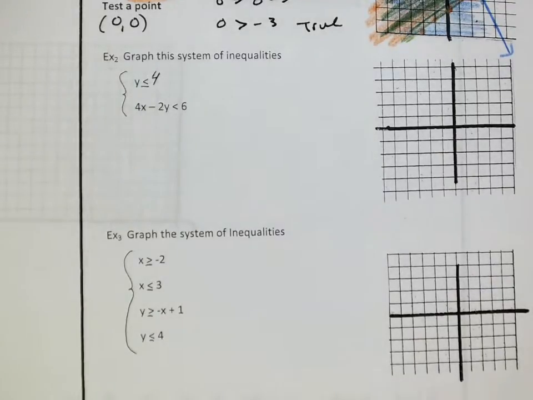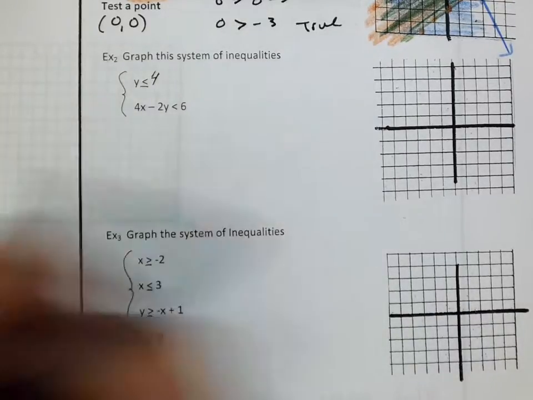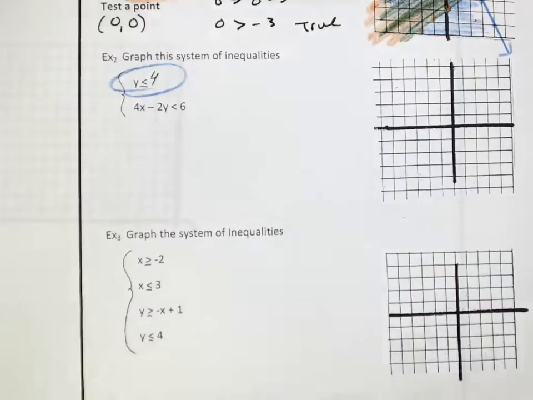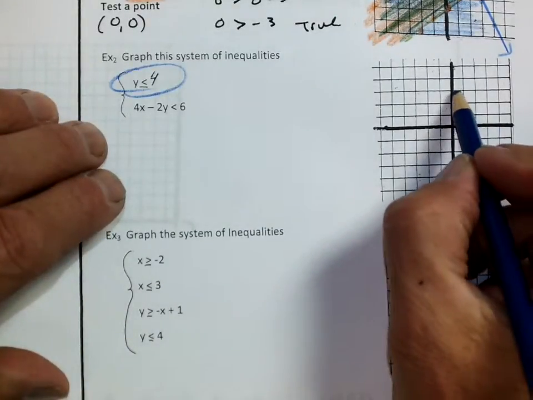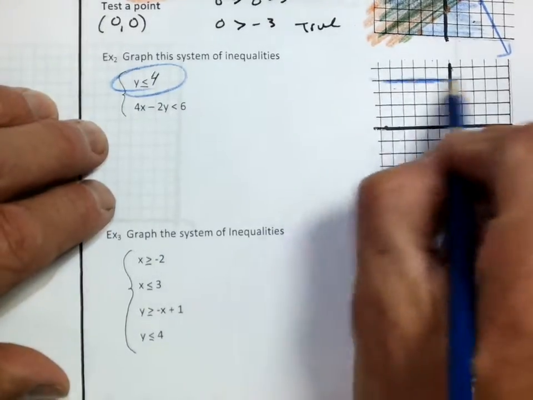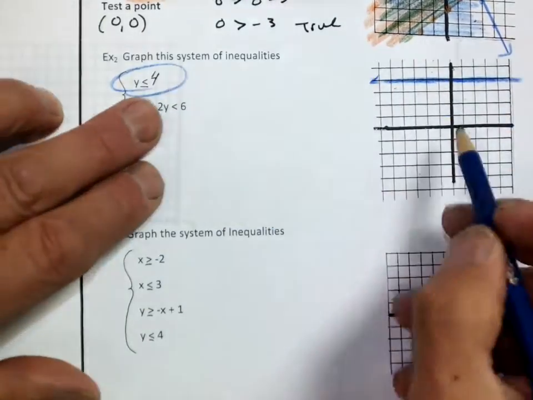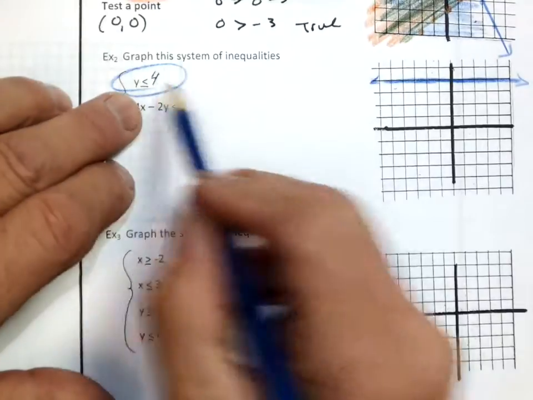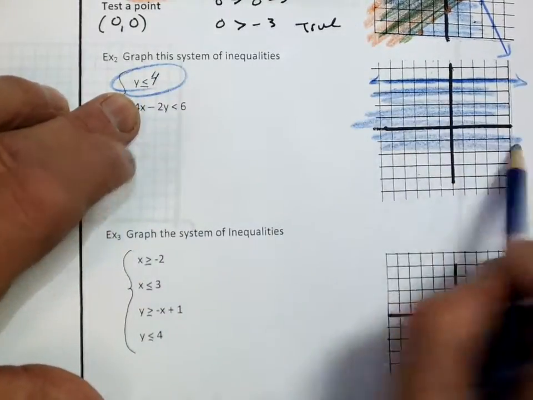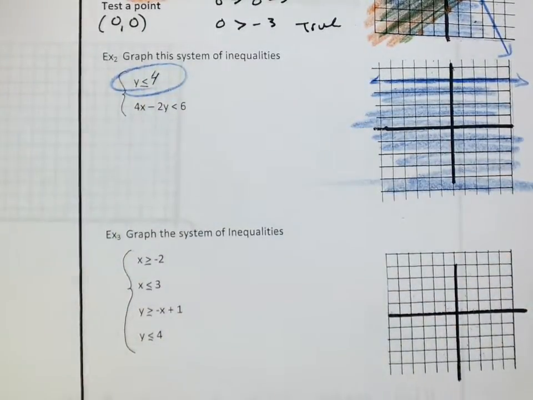Go straight across, horizontal, right? Let me put that in blue. So I'll go up to 4. 1, 2, 3, 4. Right? And I want it to be less than or equal to, so solid. I shade everything less than, right? It's a nice, easy lesson. You guys will like this one today.